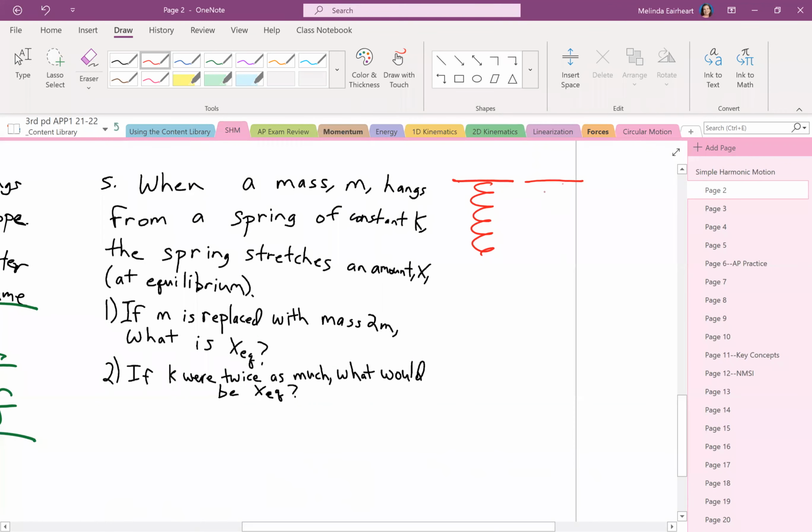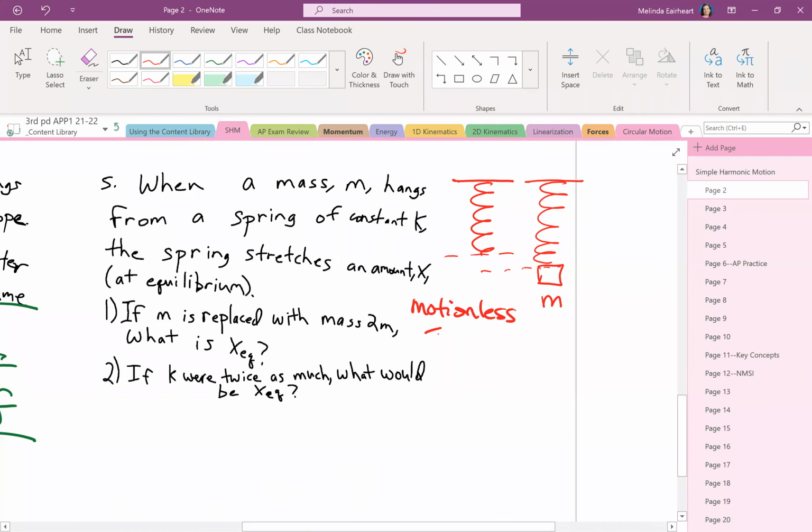Now let's put a single mass. Maybe it stretches it a little bit, right? What if I put a double mass on the same spring? And note, we're just hanging here. It's just hanging at equilibrium, right? And so if it's just hanging there, do we have an oscillation? Is it oscillating? No, it's literally just hanging there, so it's motionless.